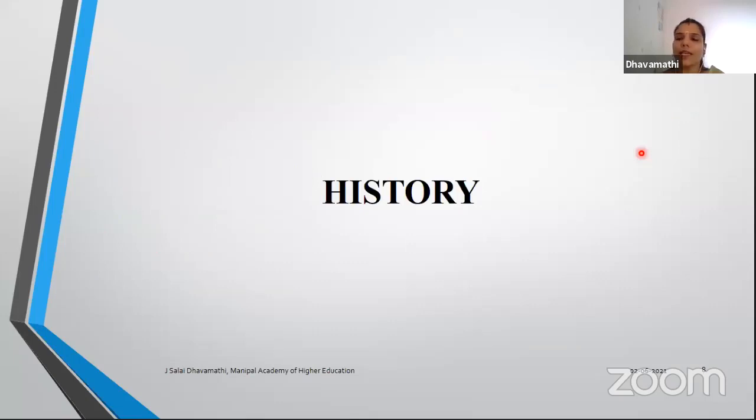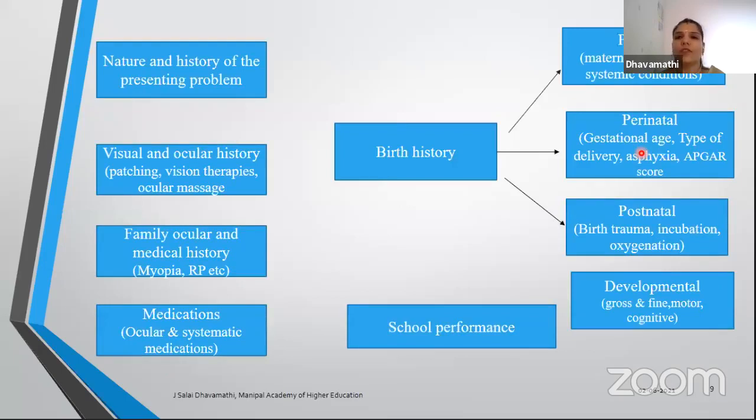History taking is very important in pediatric cases. It is important in all examinations, but in pediatrics we take an additional history. Half of the diagnosis can be achieved through history taking. There are various steps in taking the history. First, dealing with the chief complaint. You can ask about the nature and history of the presenting problem: what is their complaint, any visual complaints they have, and ocular history.